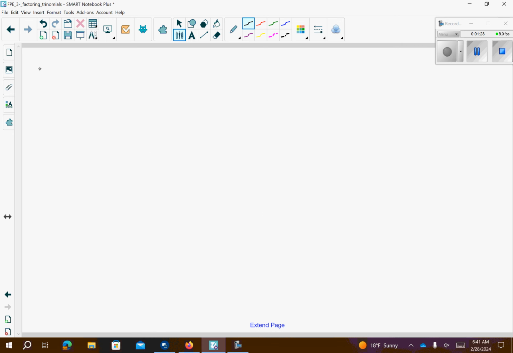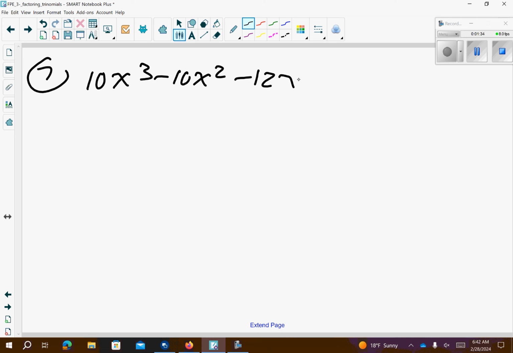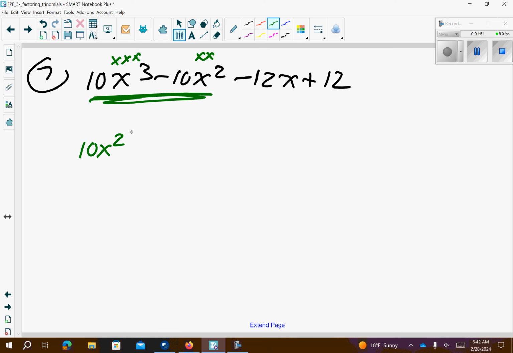Then we get to the ones that have 4 terms. So 10x to the third minus 10x squared minus 12x plus 12. Again, we're going to look just at our first two terms, and we don't even have to break things down now. Just realize this: x to the third is xxx, and x to the second is xx. So I have a 10x squared because I have two x's together, and that leaves me x minus 1. Remember, I have to do a placeholder.